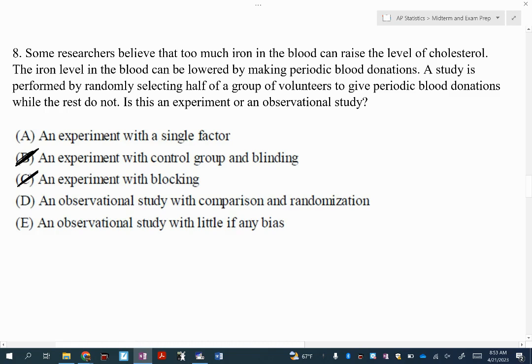So I guess the question is, do you think it is an observational study or an experiment? Are they randomly assigning the treatments? Are they saying randomly these people get to donate blood, these people do not? They are. It may not be the best experiment I've ever read, but it definitely is an experiment with one factor, giving blood or not.